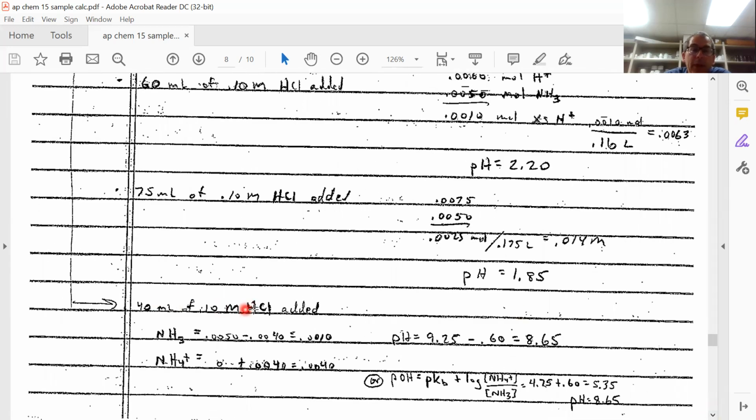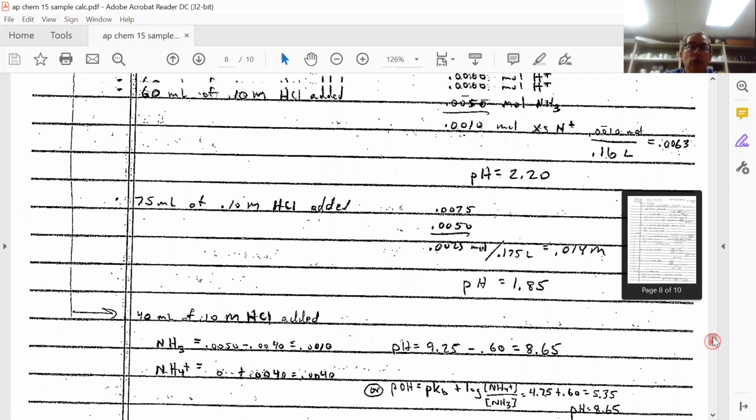But what if I have 40 milliliters of acid? Again, 0.005 minus 0.004 leaves me with 0.001, and I have 0.004. So this time I have more of my conjugate acid than my base. It's still coming from this base, so it's still going to be a basic solution, but pOH equals pKb plus log of the acid over the base, 4.75 plus 0.60, I get 5.35. Subtract that from 14. It's still basic at 8.65, but it's getting more acidic.